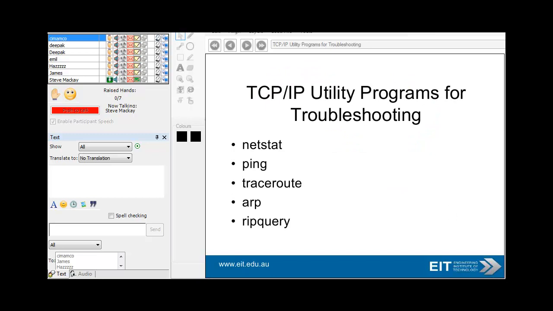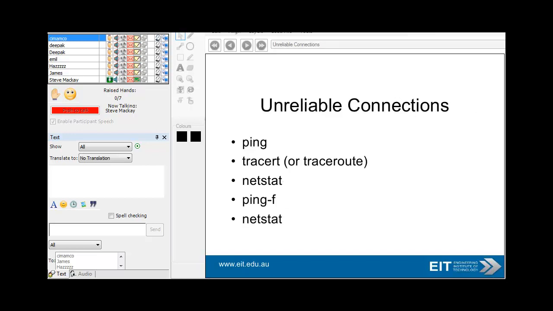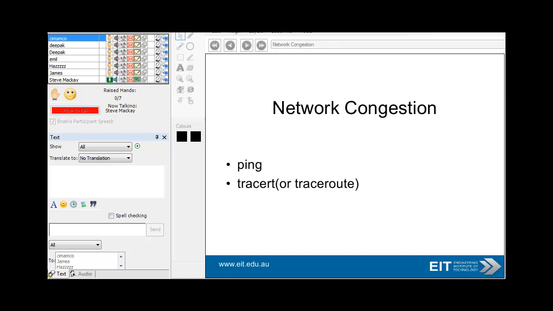TCP/IP utility programs for troubleshooting. Probably the most famous one is ping. Ping the IP address, see if it's there. Traceroute gives you a record of where the packets are going. Traceroute or tracert on some implementations of the operating system, ARP and RIP query and netstat. These all give you a quick utility view of your network. Just different combinations here.